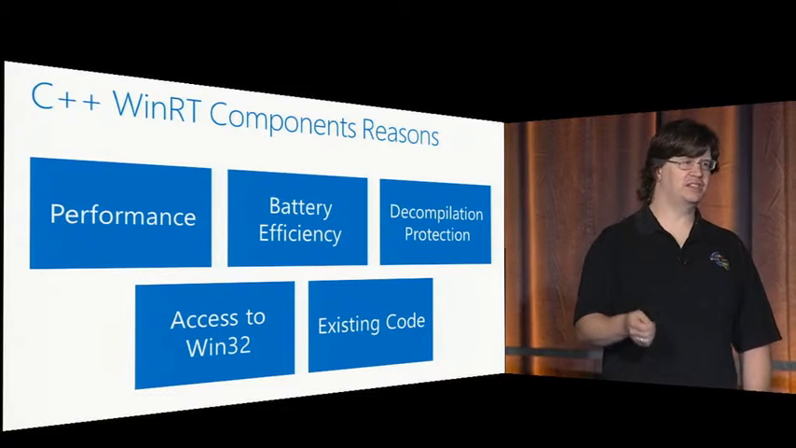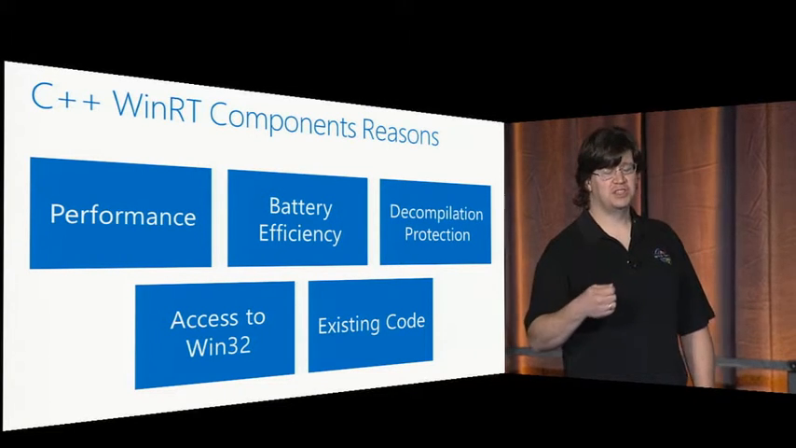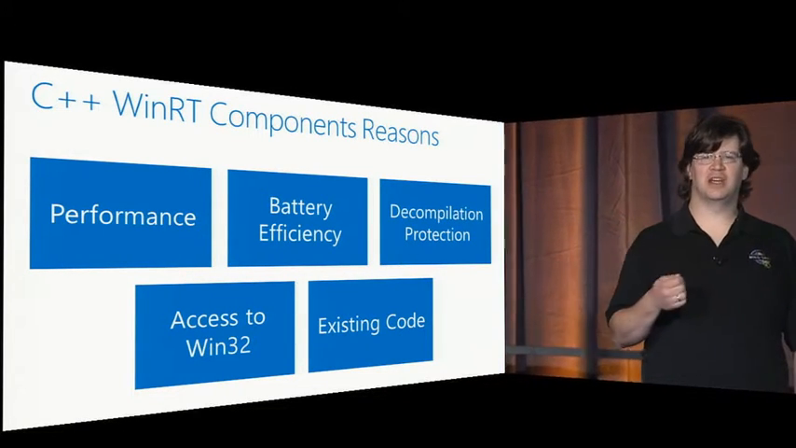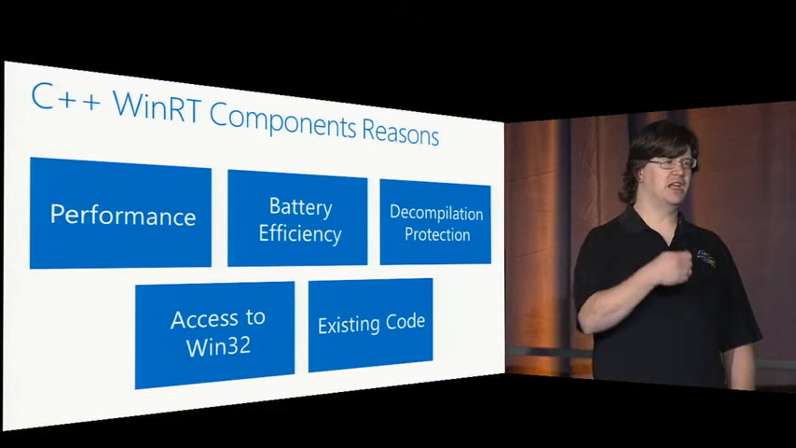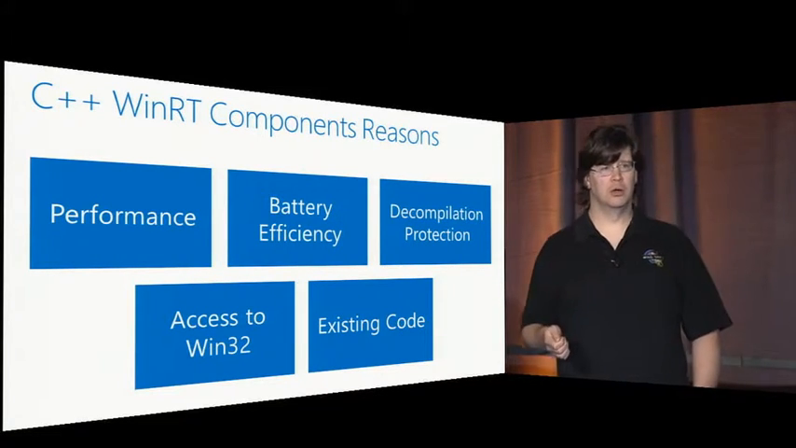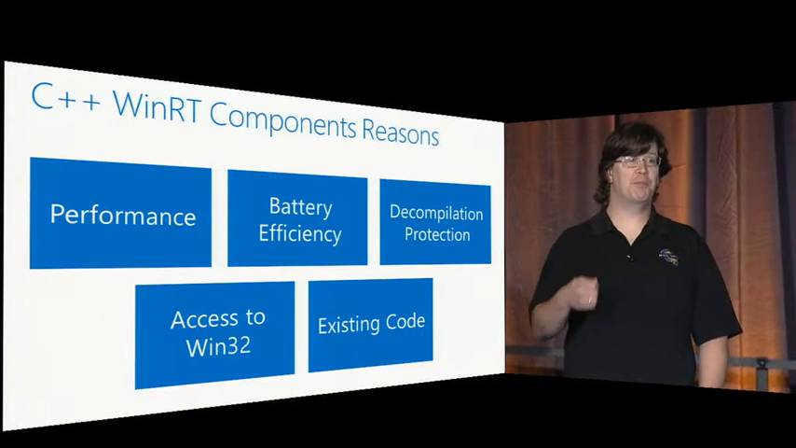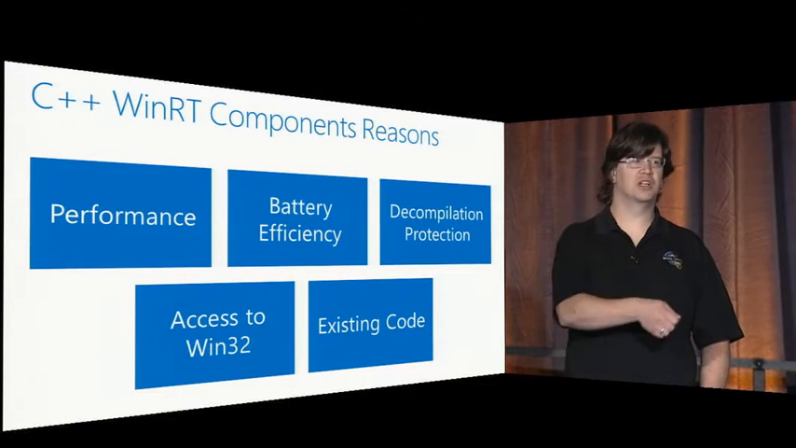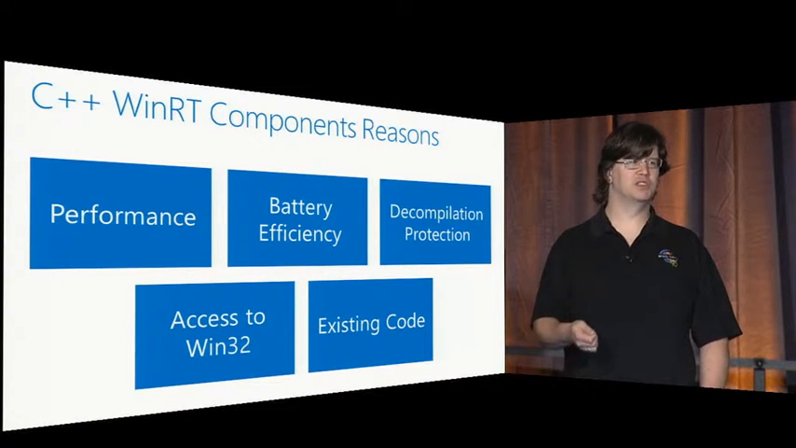C++ being as efficient as it is, not only improves performance, but also improves battery efficiency. A third reason is decompilation protection, right? Anybody who's used any .NET language is probably very familiar with Reflector, the reverse engineering tool that can take any managed assembly and reverse engineer it back to the C# or VB that originally created it. There are obfuscation tools that make it harder, but they're not very commonly used. And with JavaScript, while there are minification tools, you actually ship the source code of your JavaScript in your app onto the client machine. So if you're concerned about protecting your intellectual property, compiling it into a C++ component is the best way to protect it.